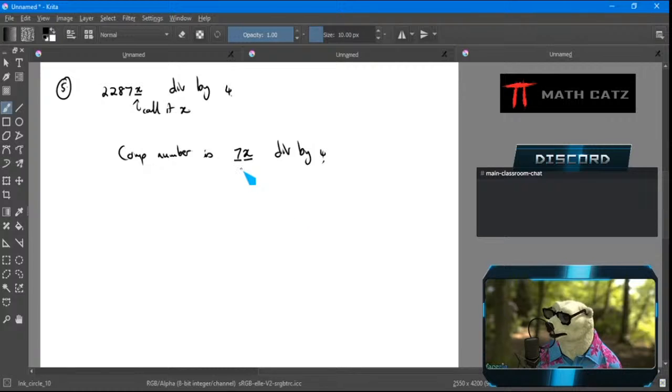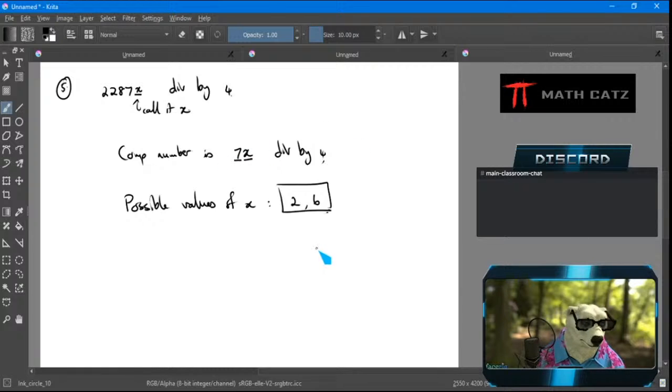But that narrows it down significantly. And I can right away say my possible values of x will be 2, 72 is divisible by 4, 76 is divisible by 4, and that is going to be it. Because I know my multiples of 4. Or I can very quickly do a 2-digit division. And that is that.